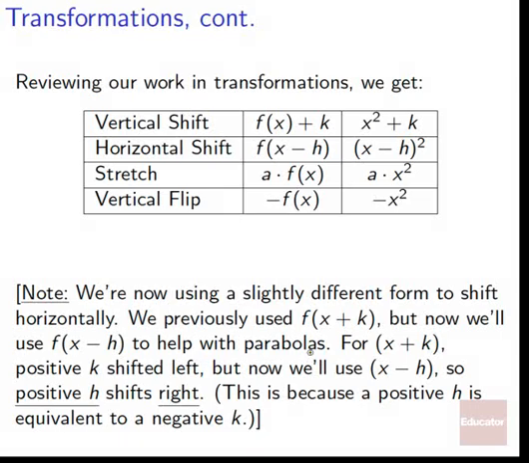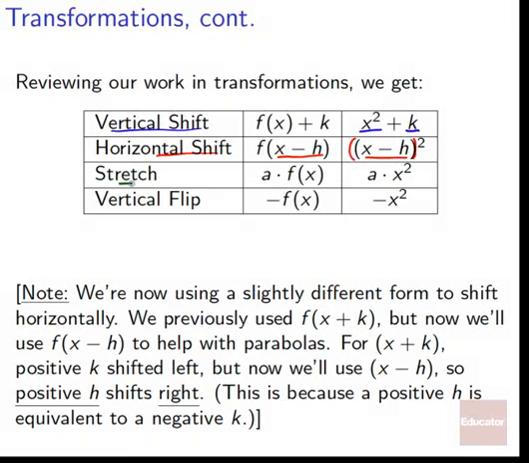Reviewing our work in transformations, vertical shift is f of x plus k. So we have f of x is just x squared, because that's our basic fundamental square function. And we add k, and that just shifts it up and down by k. Horizontal shift is f of quantity x minus h. So that's going to be x minus h plugging into that square, so it will be x minus h, and then that whole thing gets squared. And that's going to shift it by h. Positive h will wind up going to the right, negative h will wind up going to the left.